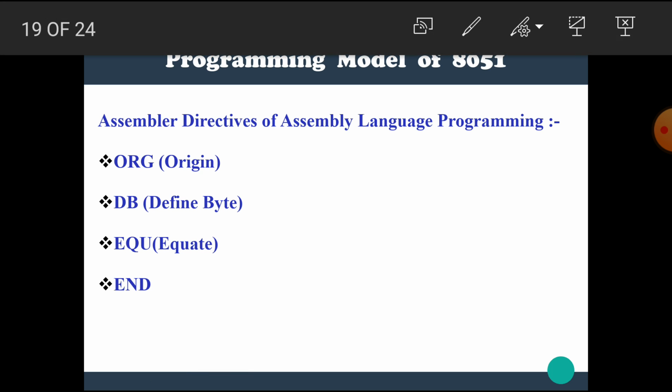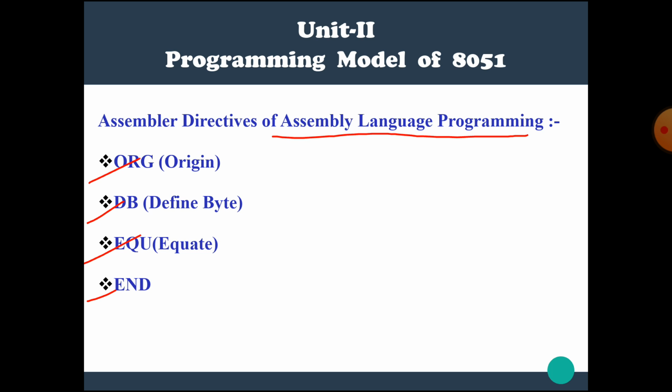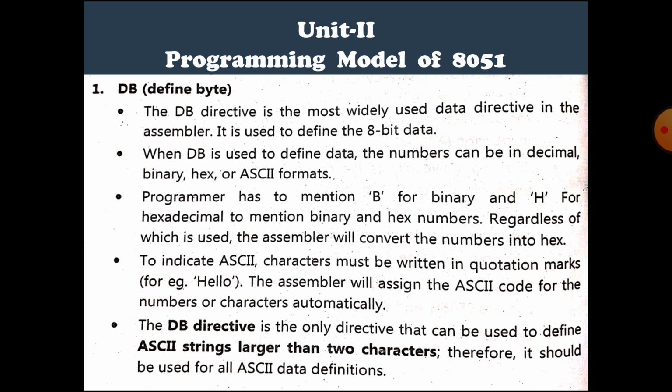Our next point is assembly directives of assembly language programming. In assembly language programming, there are a number of assembler directives, such as org, that means origin, db, define byte, equate, and end directive. Let's see the details of each directive one by one.